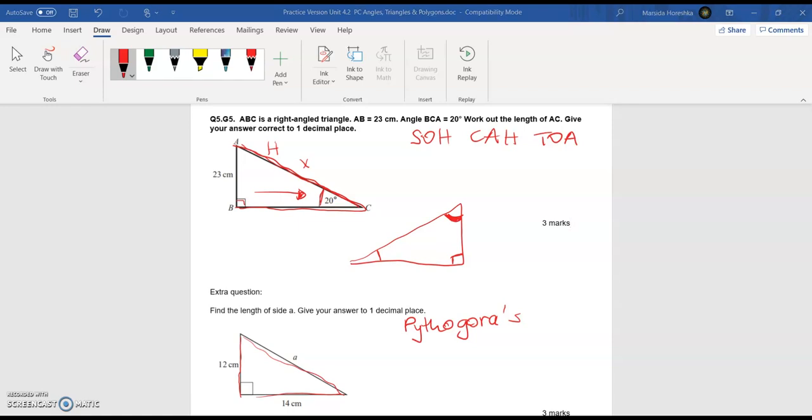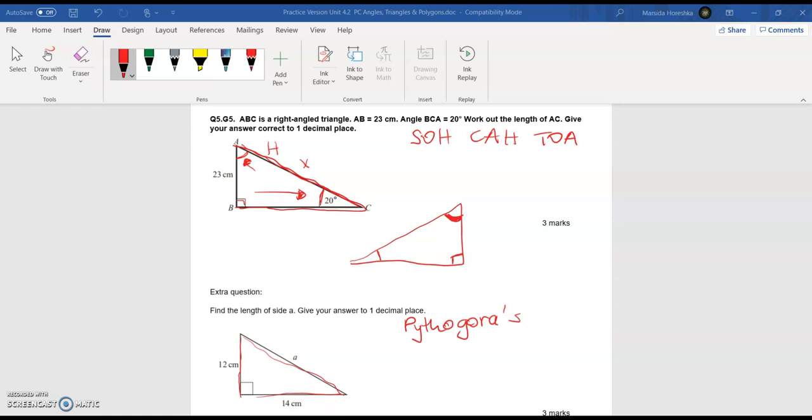Now, of course, in our example, it can't be this one, this angle here, because we don't know how many degrees that is, or we haven't been asked to work it out. So it's one of the three angles and it's not 90 degrees.